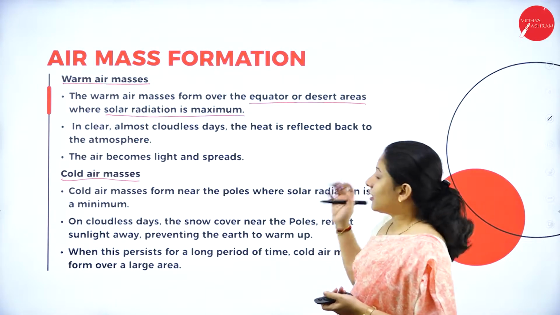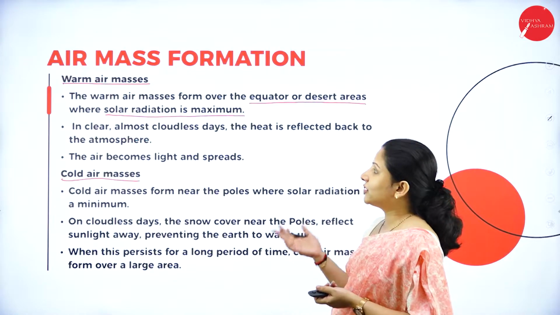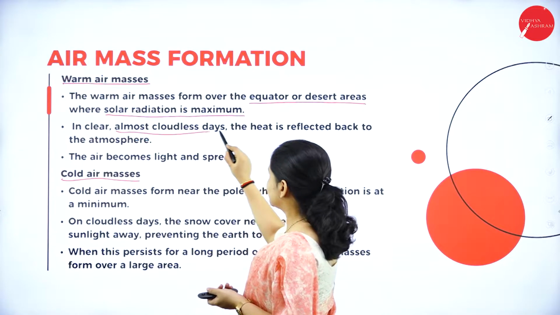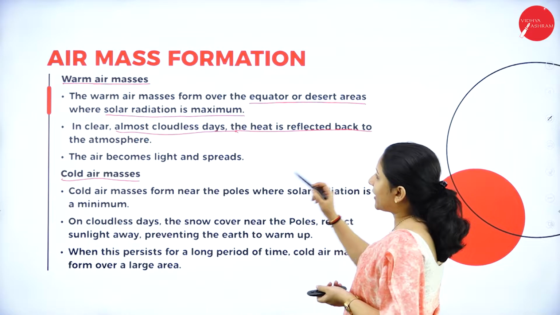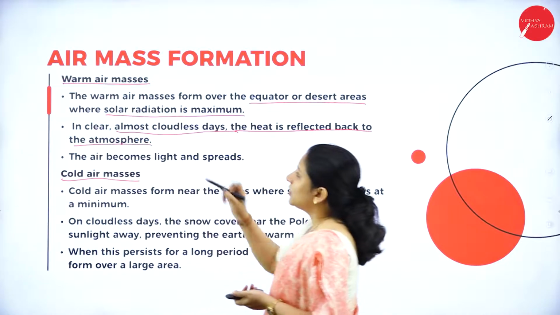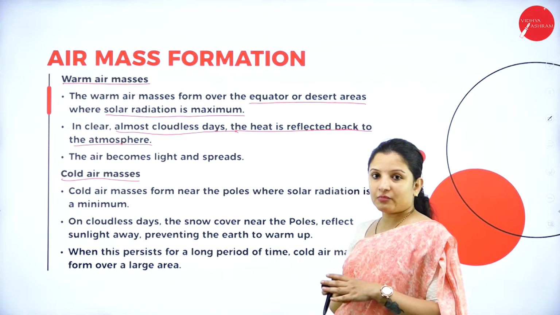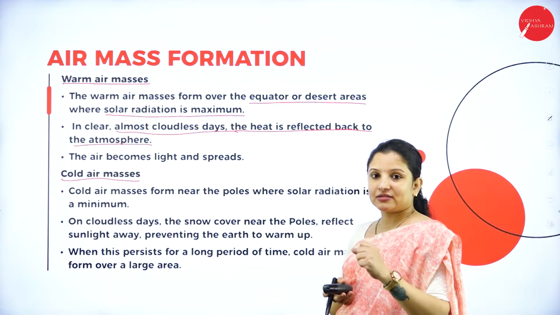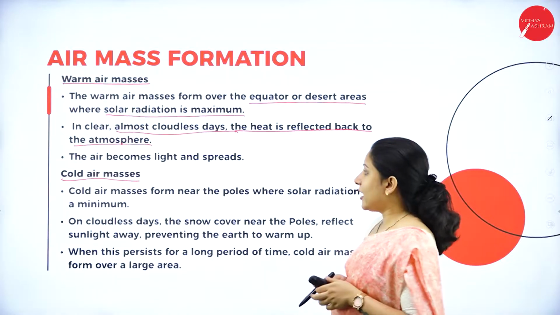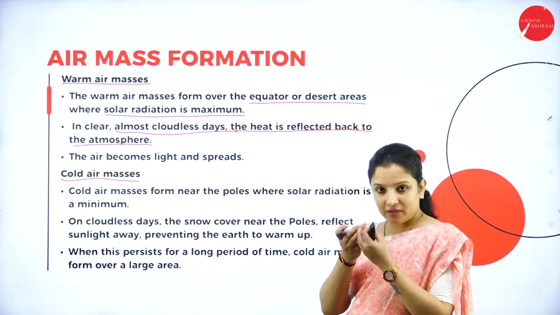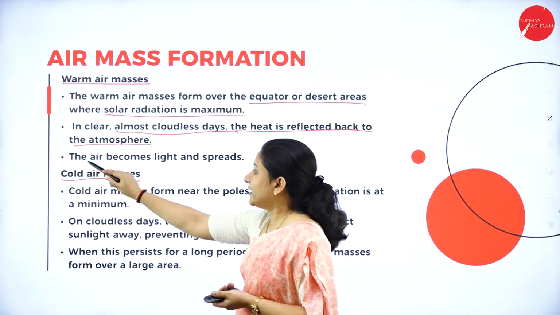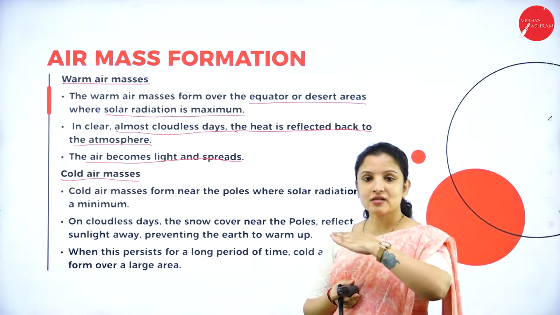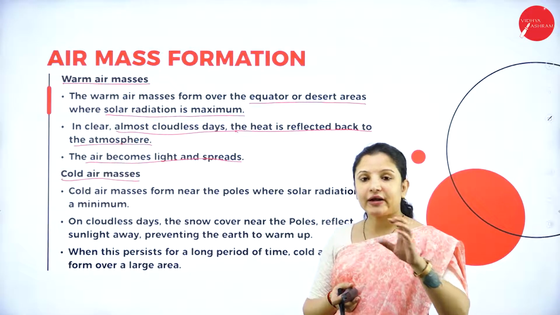So that is why, or in the desert areas where solar radiation is maximum, and on clear, almost cloudless days, the heat is reflected back to the atmosphere. So in regions with warmer air masses, if it is not too cloudy, some amount of heat will be re-emitted back into the atmosphere. Therefore, the air will become light and it will flow very easily. In deserts and all that, the flow of air is quite thin, right? It flows easily.